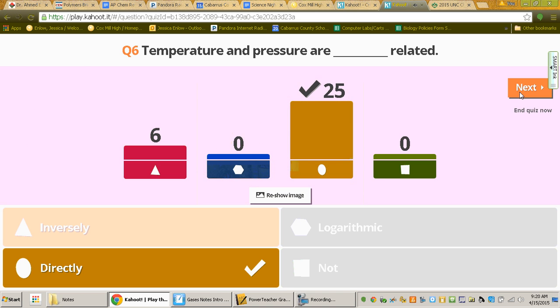Good. Increasing. So whose law is that? Whose law? Third one down. Gay-Lussac's.